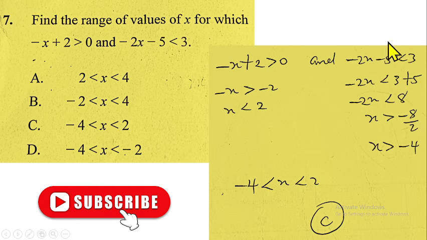If you solve the other inequality, you have minus 2x minus 5 less than 3. Collect like terms, you have minus 2x less than 3, then this one becomes plus here. 3 plus 5 gives us 8. Also, we divide both sides by minus 2 here. And you know that this inequality also will change to greater than. You'll be having minus 8 divided by 2. x is greater than minus 4.